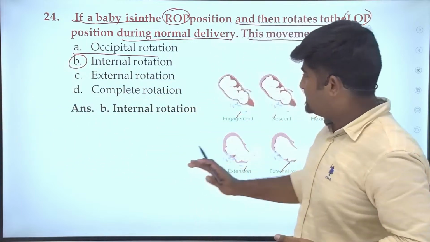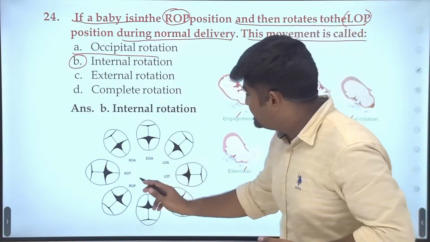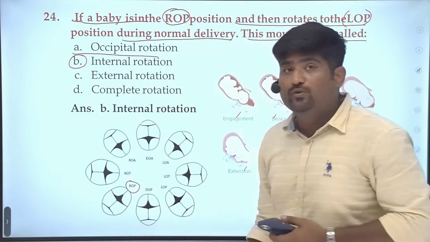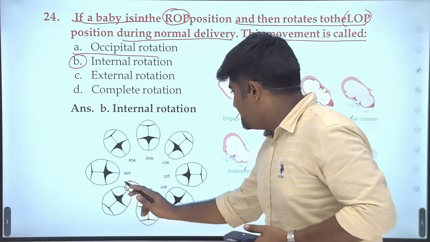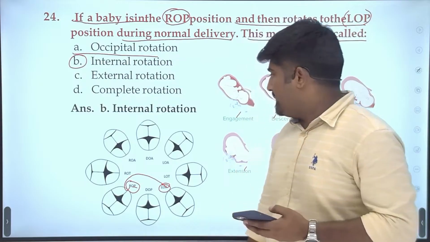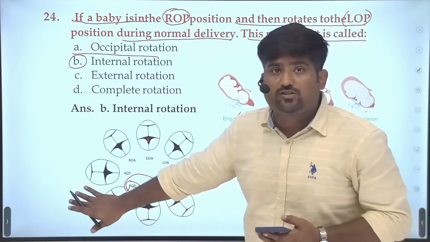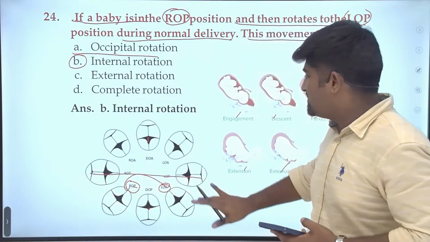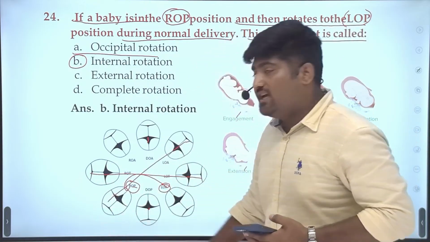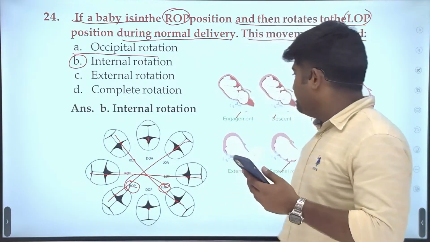Here the baby is in right occipito-posterior position, then it is turning internally to left occipito-posterior position. This is direct occipito-anterior, direct occipito-posterior, right occipito-transverse and left occipito-transverse: LOA, ROP, ROA, LOP.